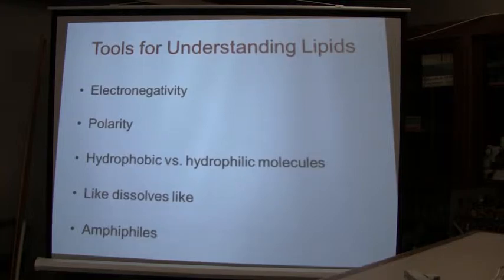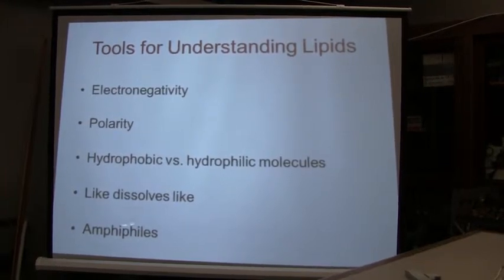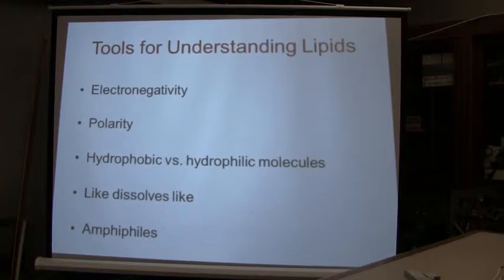Okay. And the tools that we're going to start off with, we're not just going to jump into that. First, we're going to set up a toolbox so that we can understand the salad dressing. We're going to talk about electronegativity, which I think has been covered already, but we'll go over it again. And polarity, what it means for a molecule to be polar, and hydrophobic versus hydrophilic molecules. This line here, I should have highlighted it, is the most important line: like dissolves like. Molecules that are similar dissolve each other, and molecules that are not similar do not dissolve each other. And then I'm going to talk about amphiphiles, which I'll define later so you don't have to worry about what that is.